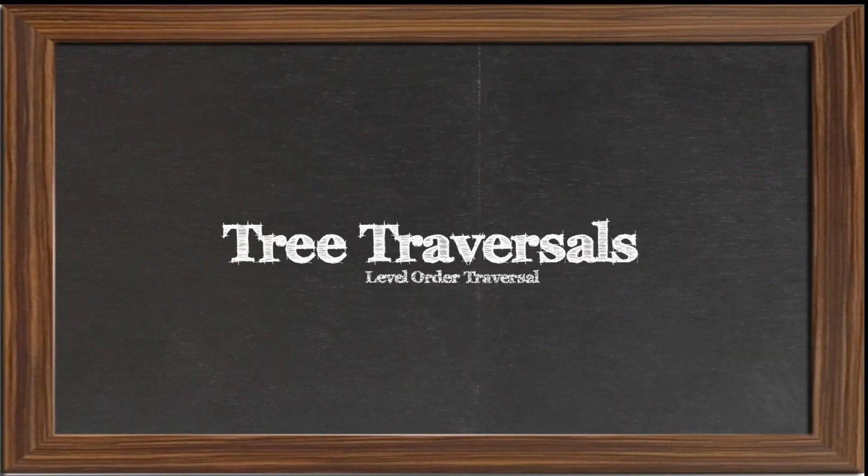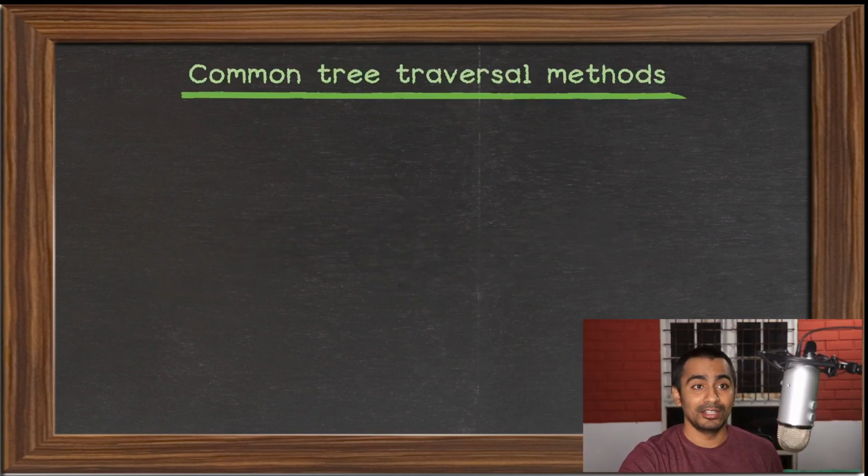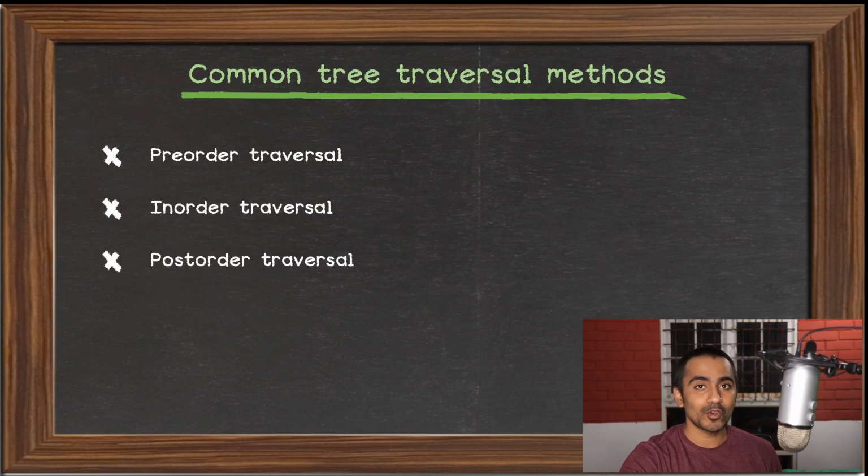Let's get started. There are many ways of traversing a tree, but there are four common ways in which we generally traverse the tree. They are pre-order traversal, in-order traversal, post-order traversal, and level order traversal.